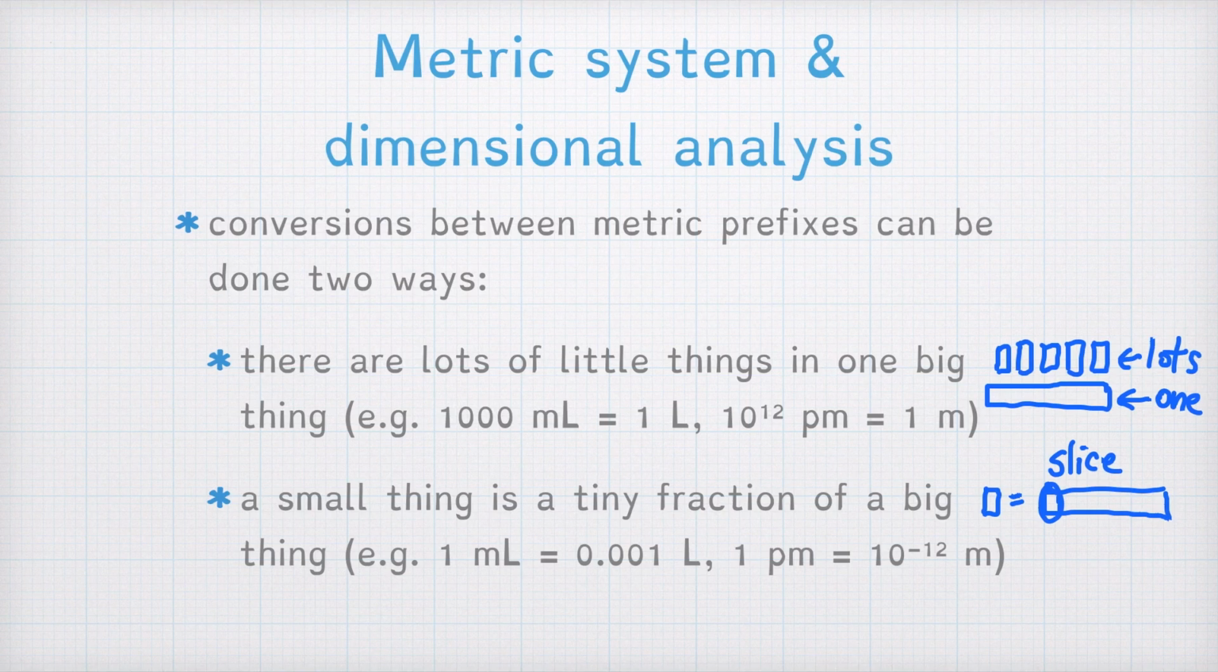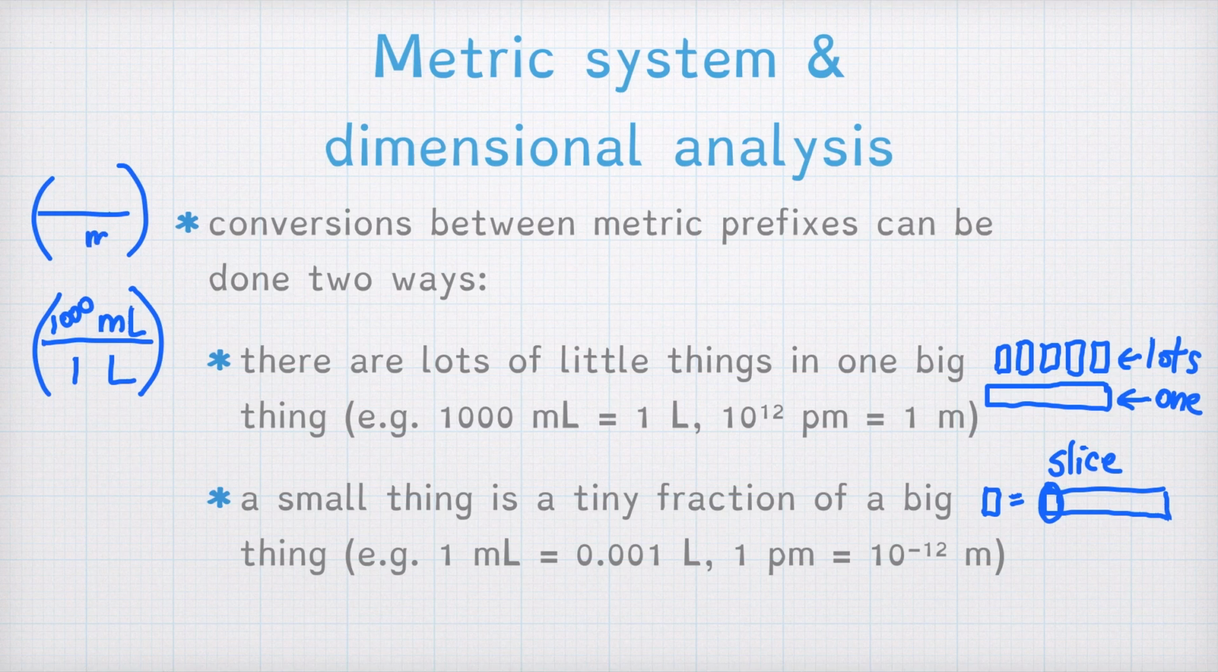So if you think of it the first way, where you have lots of little things in one big thing, you have, for example, 1,000 milliliters in 1 liter. So whenever you have a conversion where you have milliliters on one part of the fraction and liters on the other, you'd always fill in 1 for the liter and 1,000 for the milliliter. And that's going to be true regardless of which side of the fraction the milliliters are on. They could be on the bottom of the fraction, and then you'd still have 1 liter is 1,000 milliliters.